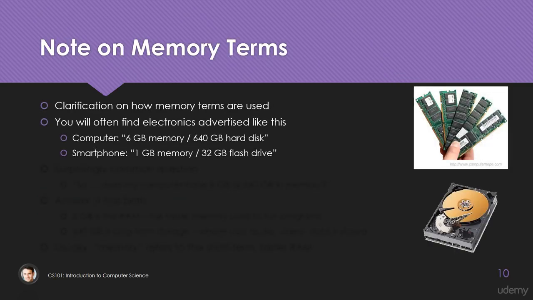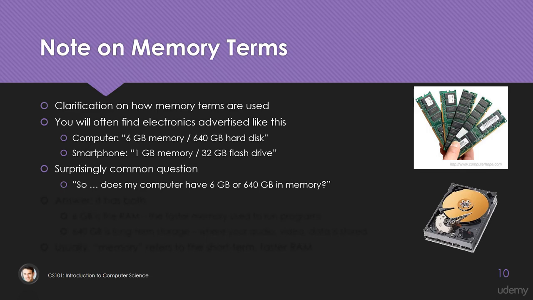A little bit of note on memory terms. You'll often see electronics advertised like this. If you're buying a computer, you will see 6 gigabytes memory, 640 gigs hard drive or flash drive, and a smartphone is 1 GB memory and 32 GB flash drive. What does this mean? It's a surprisingly common question. So does your computer really have 6 gigs or 640 gigs in memory?